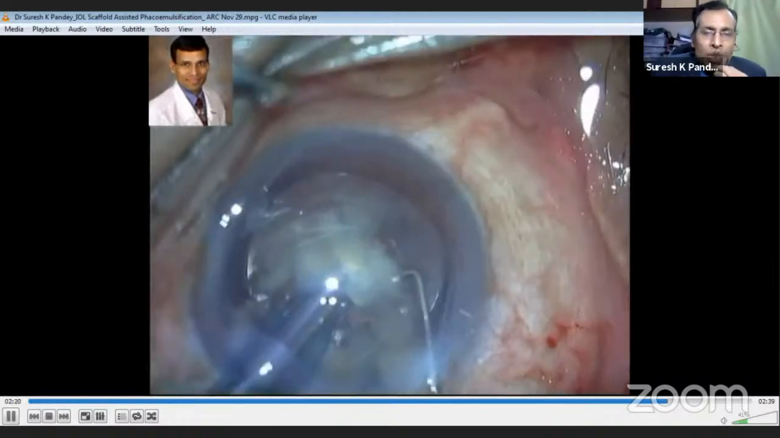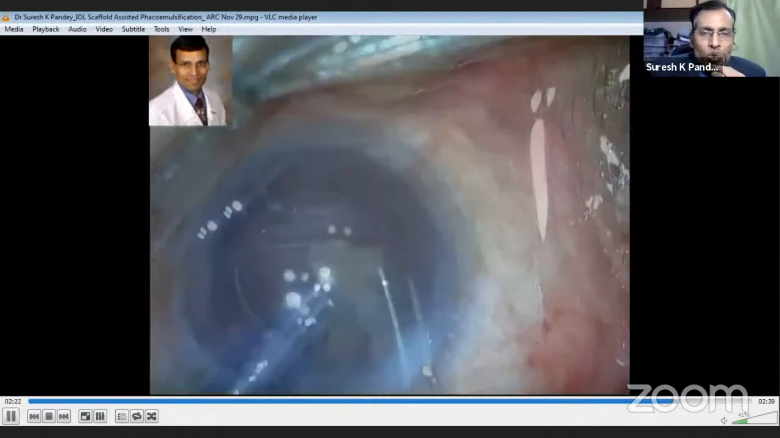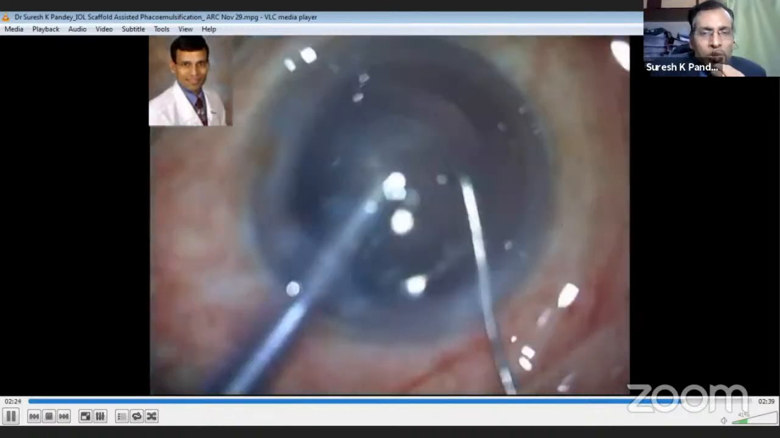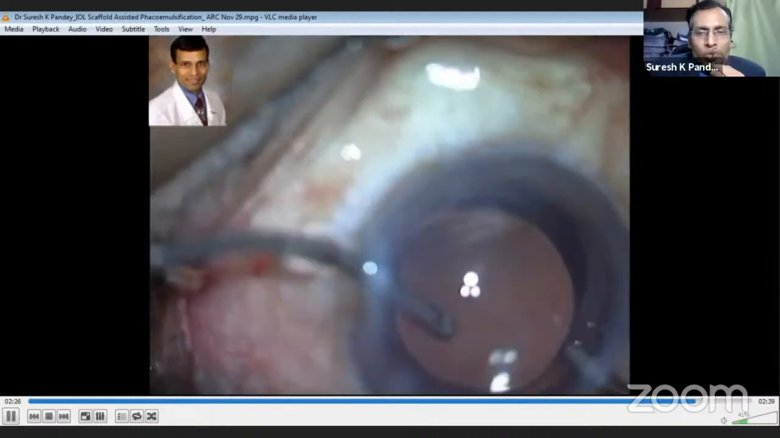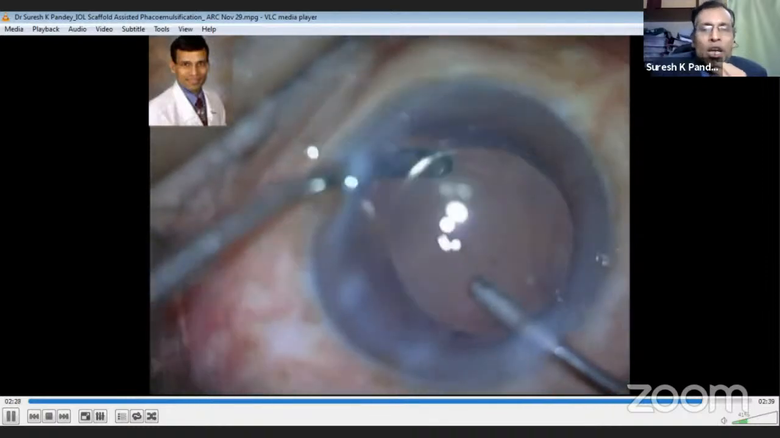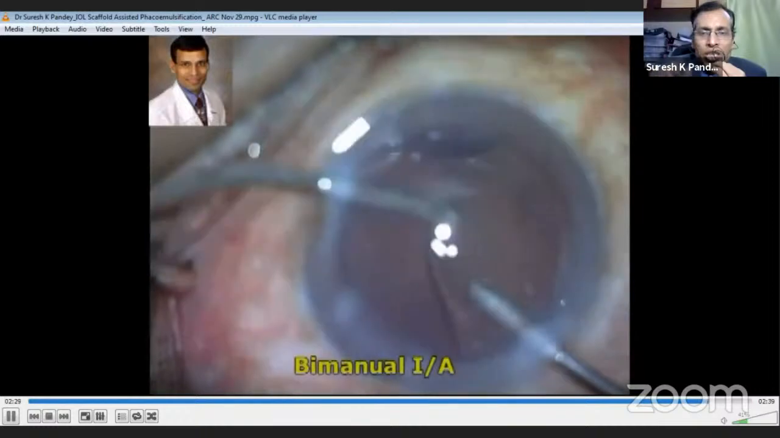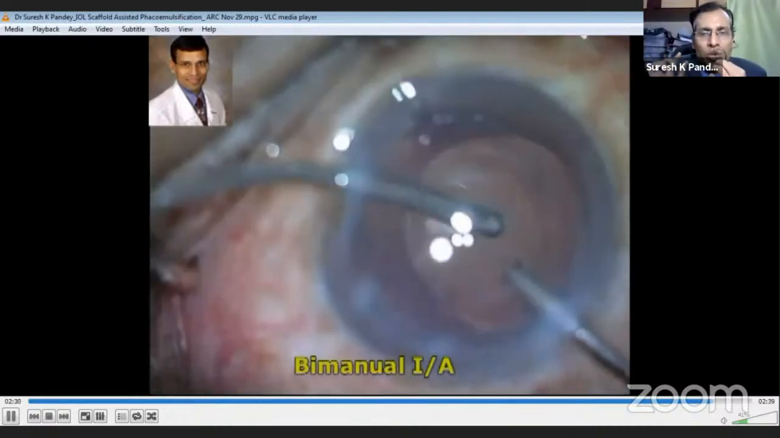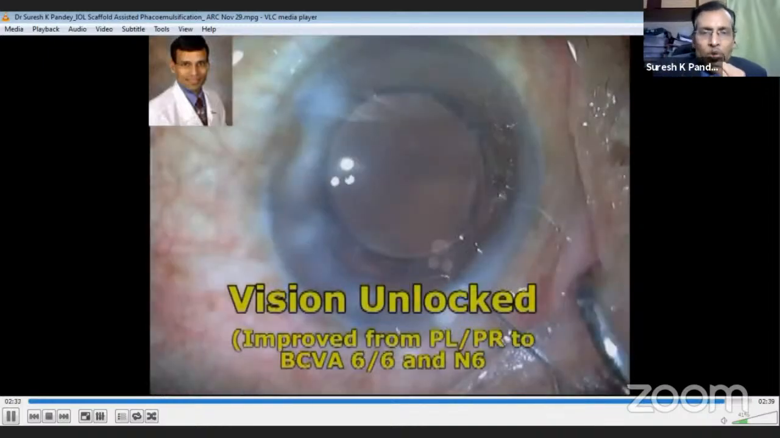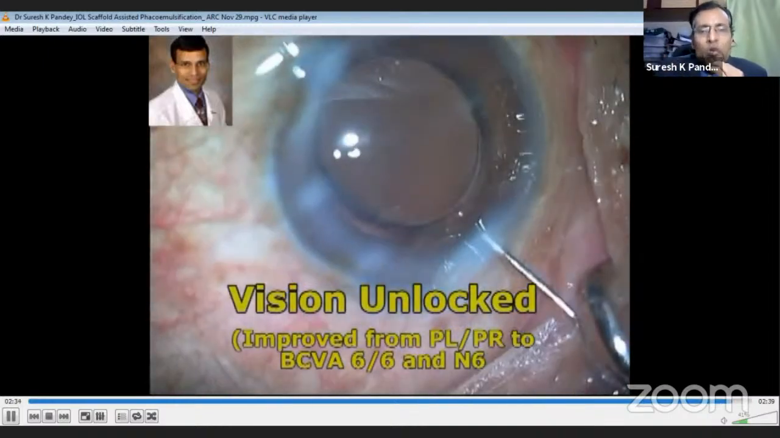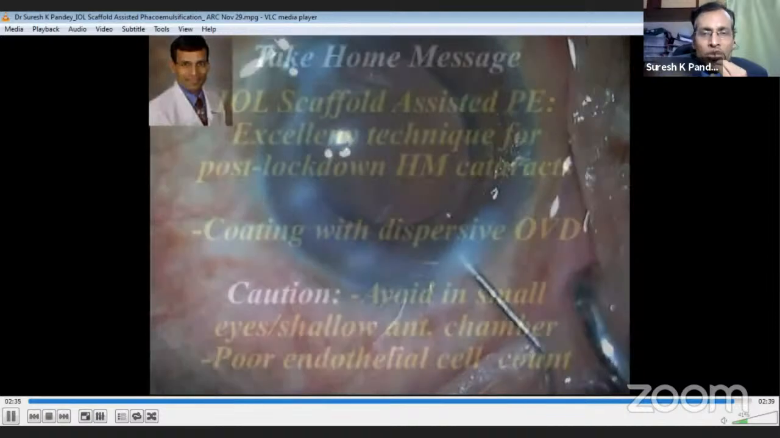It's very important to coat the endothelium with the chondroitin sulfate-based viscoelastic to ensure there is minimal endothelial cell loss. And always avoid this technique in a shallow anterior chamber, nanophthalmos, small anterior chamber, or small axial length cases. So make sure that you do an endothelial cell count, and always avoid it in cases of small eyes or shallow anterior chamber.